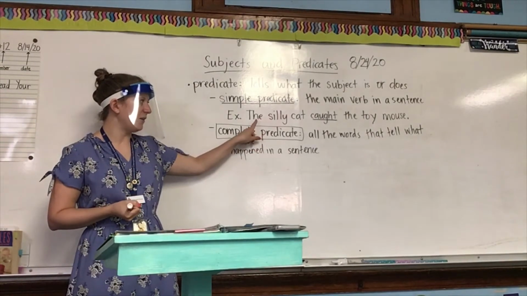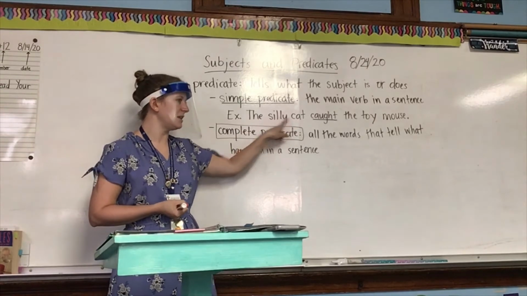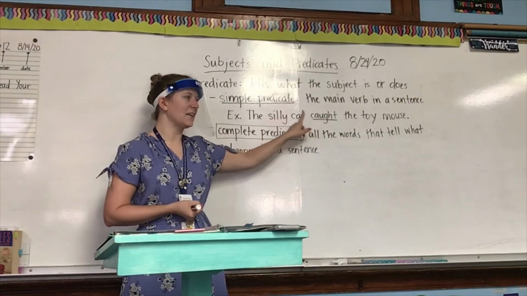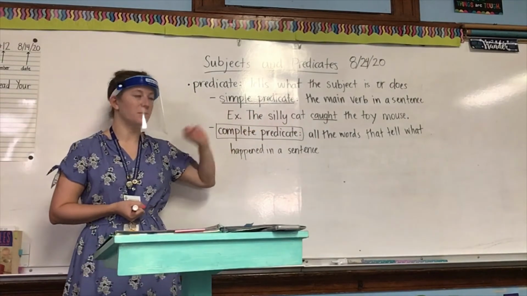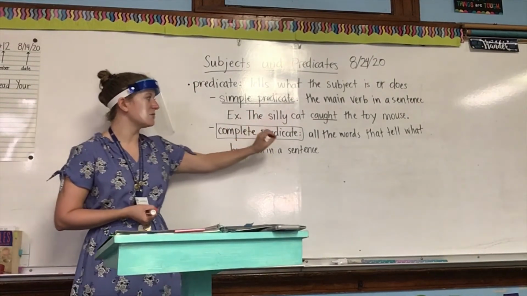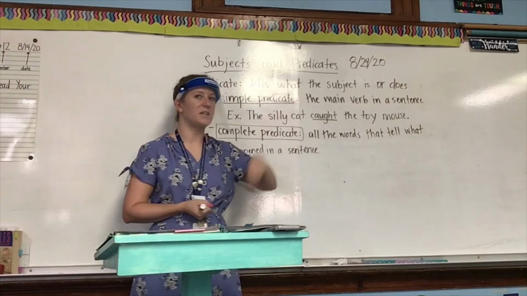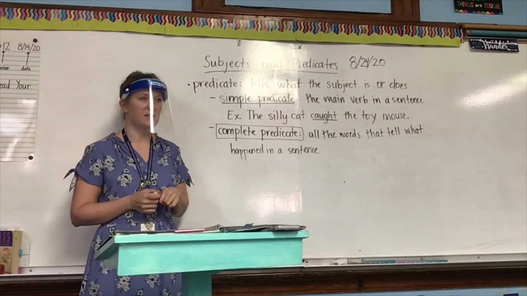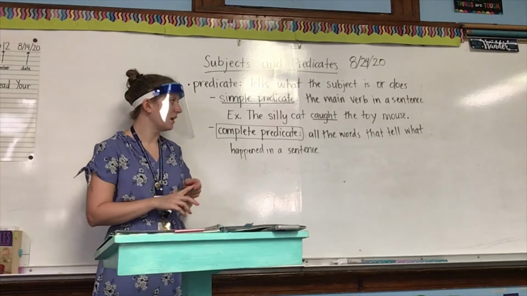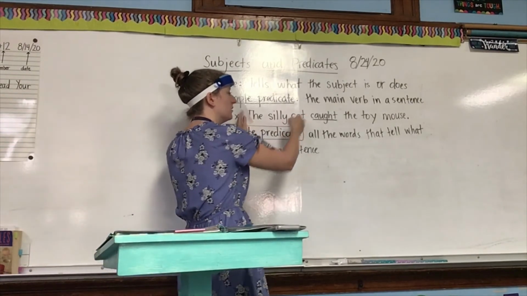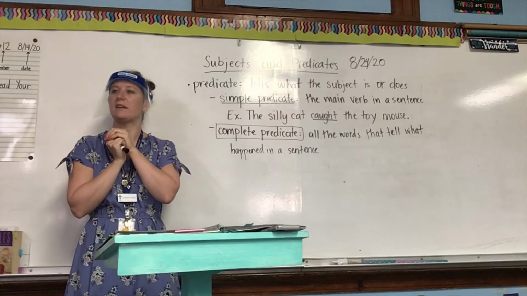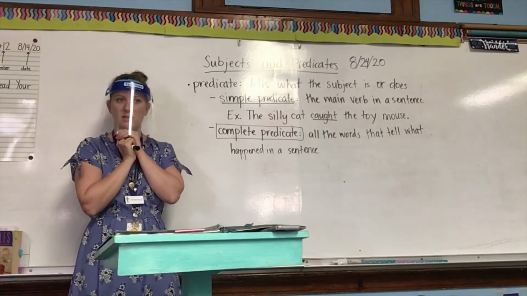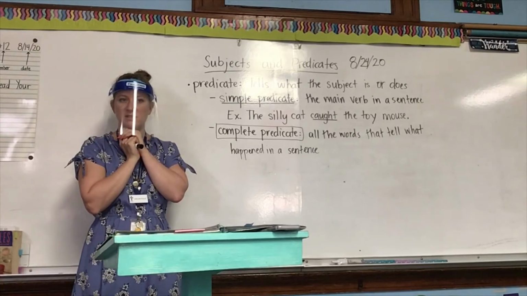I'll tell you right now, it is not going to include any of these three words because the predicate does not include anything from the complete subject. The complete subject will not include anything from the complete predicate. Every single word in the sentence is part of either the complete subject or the complete predicate. Hint, hint, hint. Colin, did you answer a subject question? Zari, did you answer a subject question?